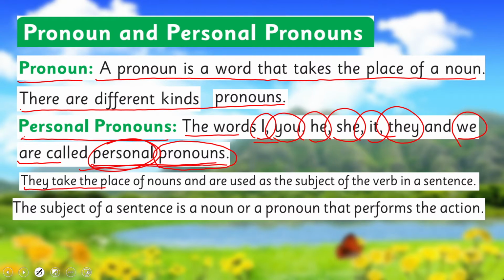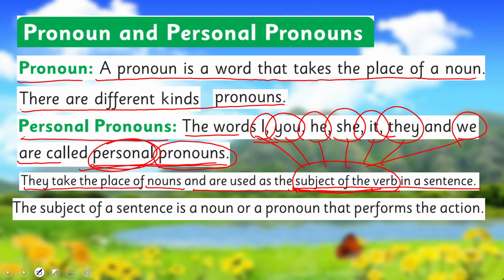And they take the place of noun and are used as the subject of the verb in a sentence. Okay? They are used as subject. I, you, he, she, it, they, we. They are the subject form of pronoun.